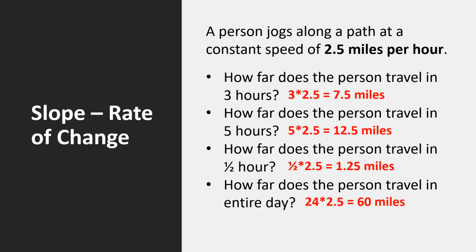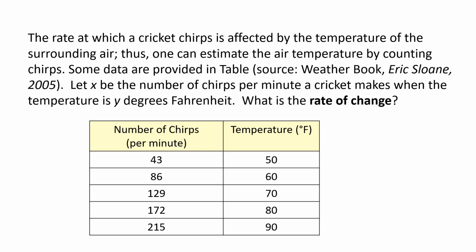Let's do another example. The rate at which a cricket chirps is affected by the temperature of the surrounding air. Thus, one can estimate the air temperature by counting the chirps. Here's some data provided in the table. Let x be the number of chirps per minute a cricket makes when the temperature is y degrees Fahrenheit. Our independent variable is the number of chirps. Our dependent variable is temperature.